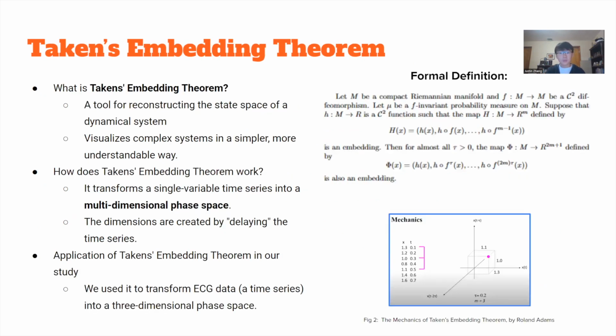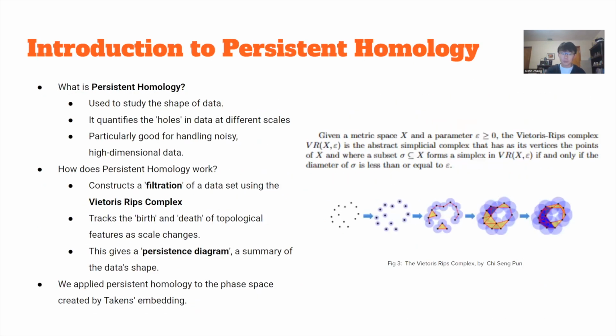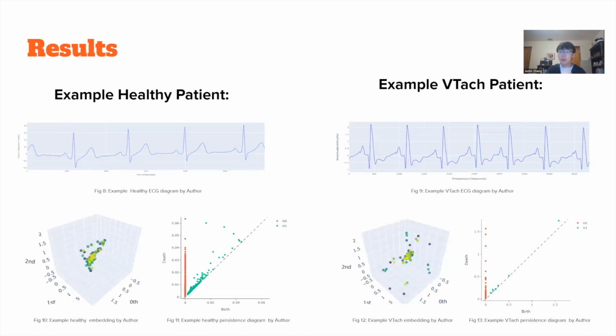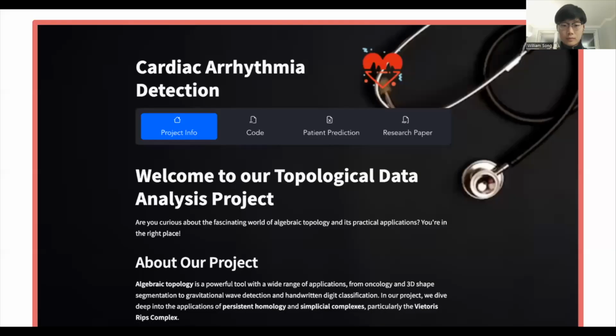Through a combination of Hagen's embedding theorem and persistence homology, we were able to develop a machine learning model that uses persistence diagrams to detect the difference between healthy and unhealthy patients. So what is the purpose of this app? The application is designed to leverage topological data analysis for the detection of ventricular tachycardia, providing a novel approach to cardiac arrhythmia monitoring.